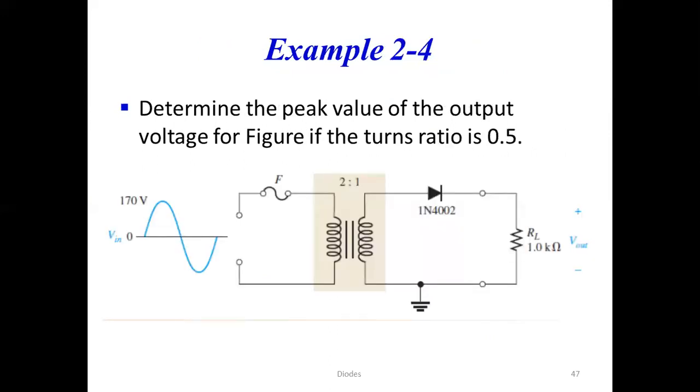Okay. Now, let us solve one example based on this transformer. Determine the peak value of the output voltage for a figure, if the turns ratio is 0.5. So N1 is 2 and N2 is 1. This turns ratio they have mentioned. They have also given you the input signal, 170 volt peak voltage here. The rectifier diode is used, and this is our load resistance, which is 1 kilo ohm. And we want to find out the peak value of the output voltage.